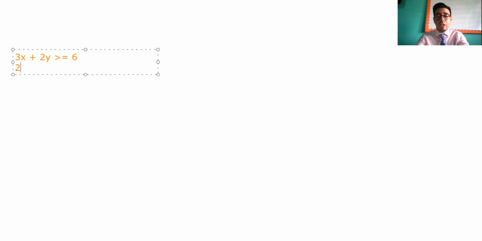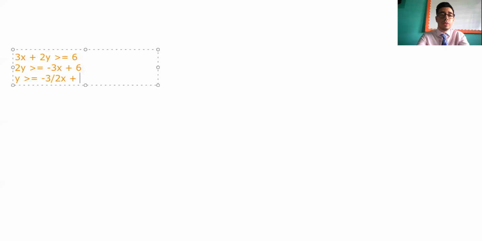So then we have that 2y is greater than or equal to negative 3x plus 6. And later the number 2 that is multiplying, you pass it to divide. So you have that y is greater than or equal to negative 3 over 2 x plus 6 divided by 2, that is going to be 3.